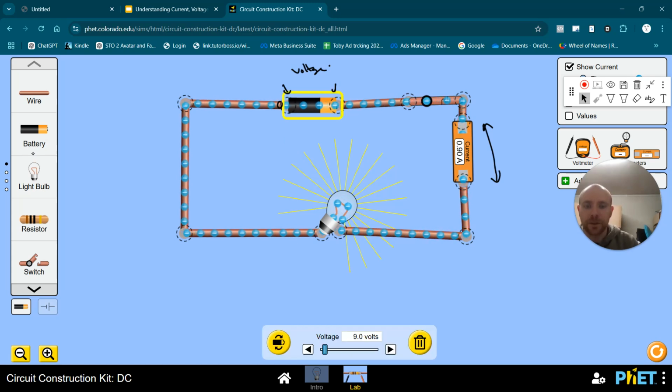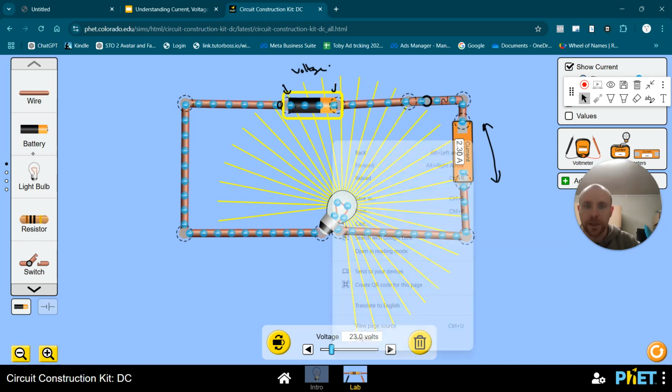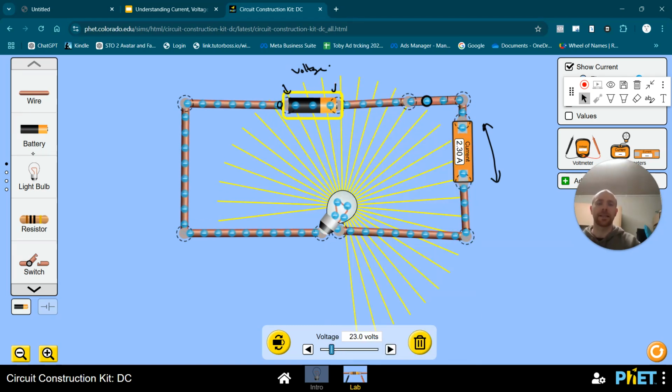If I increase this voltage, which is the amount of energy I'm giving to each of those coulombs, it's effectively giving it a greater push. And because I'm giving it a greater push, you can see these coulombs are moving faster. And as a result, the current is increasing. Okay, so that 2.3 amps literally means that every second, 2.3 coulombs of charge are passing through that current.